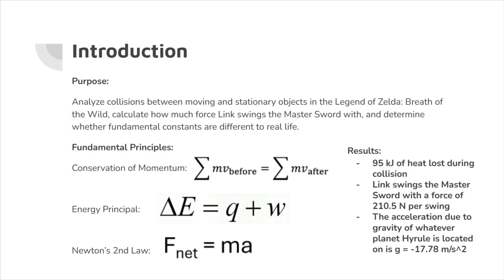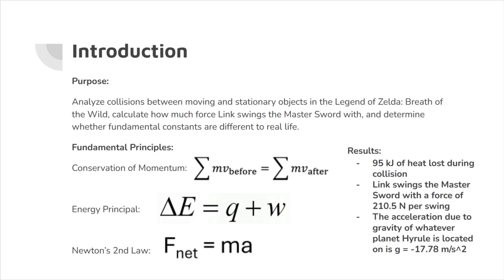The purpose of my lab was to analyze collisions between moving and stationary objects in The Legend of Zelda: Breath of the Wild, calculate how much force Link swings the Master Sword with, and determine whether fundamental constants are different to real life. The fundamental principles that I used in this lab were the conservation of momentum, the energy principle, and Newton's second law.